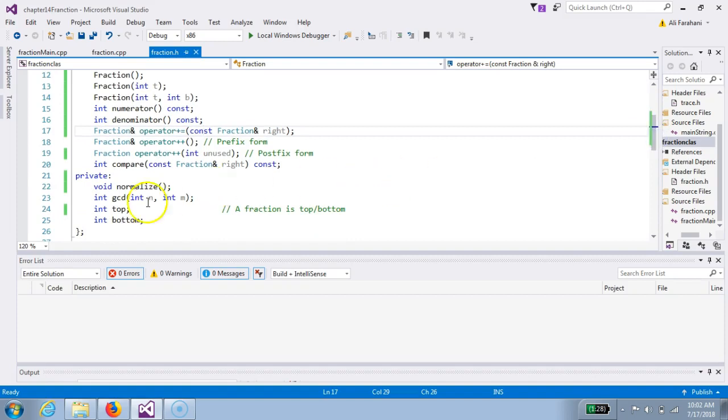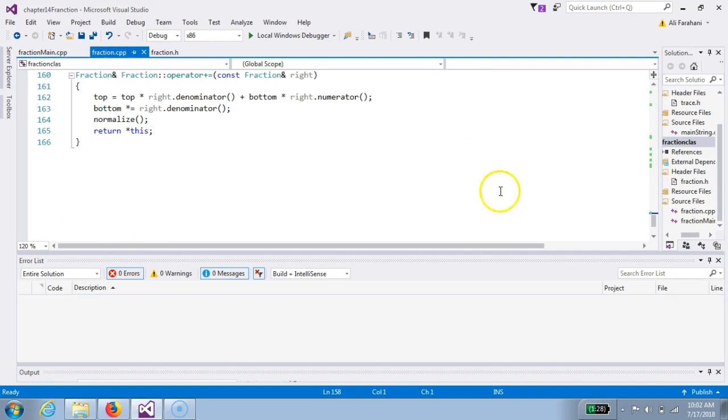The fraction class has two private functions as well. One is called normalize and the other one is called greatest common divisor, which again I'll go over shortly. So there is the definition of the class. Let's go after the implementation.